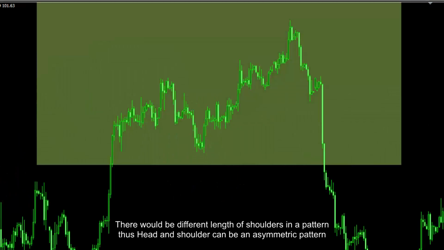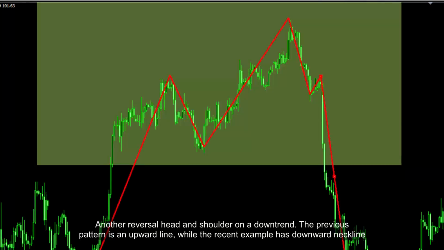There would be different lengths of shoulders in a pattern, thus head and shoulder can be an asymmetric pattern. Here is another reversal head and shoulder on a downtrend. The previous pattern has an upward line, while the recent examples have a downward neckline.